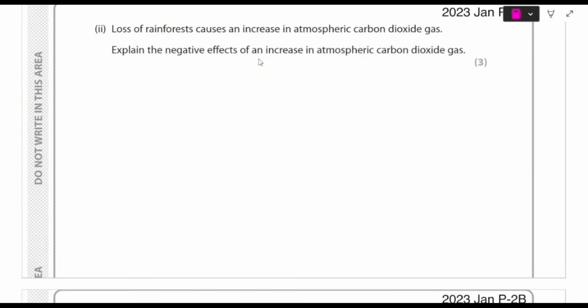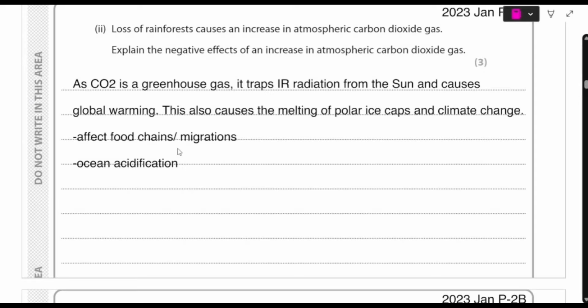So, carbon dioxide is a greenhouse gas which can trap radiation from the sun and cause global warming. This also causes the melting of polar ice caps and climate change. This can further affect food chains, migrations, ocean acidification, and many more.